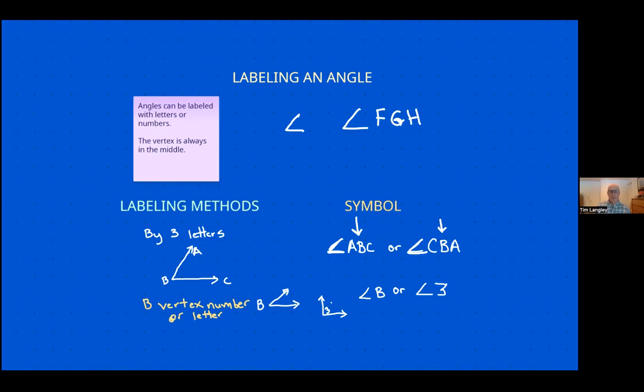and then sometimes you'll just be given one letter. So the vertex number or letter. So this vertex, here's the first example, there's angle B, just gives you one letter. Or the second example, it's a little small here, is just angle 3. So you could write it as a symbol. You could write it angle B or angle 3. So those are some ways for labeling angles.